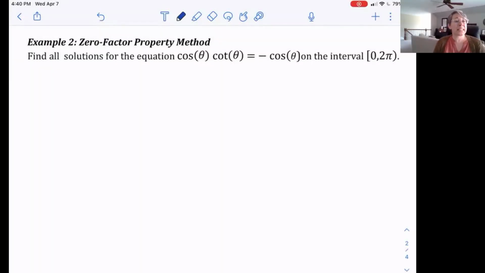Our next example is an example of using a zero factor property method. So notice we are having not only cosine, but also cotangent. So you have to be careful.